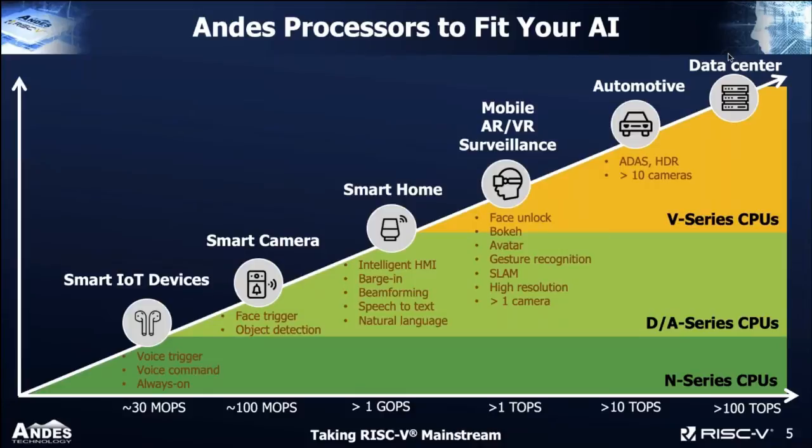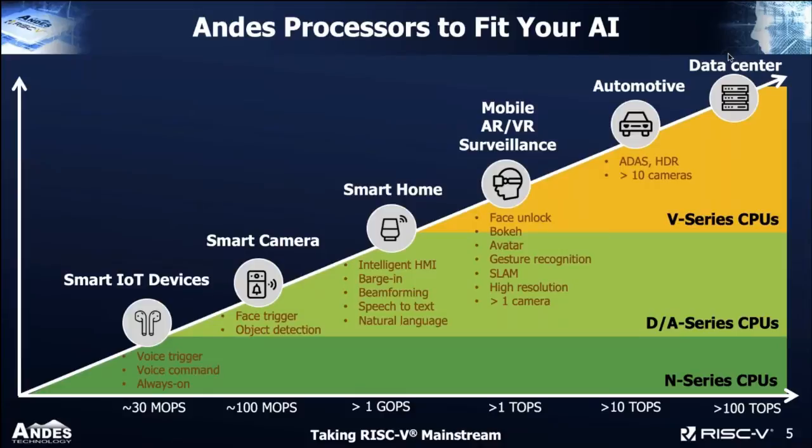As we move up to more applications like face trigger, object detection, intelligent HMI, and barge-in beamforming, those start needing more math computations. Then we have the D series, which are DSP or packed SIMD, or RISC-V P extension embedded, and the A-series, which supports virtual memory space to run Linux if desired.